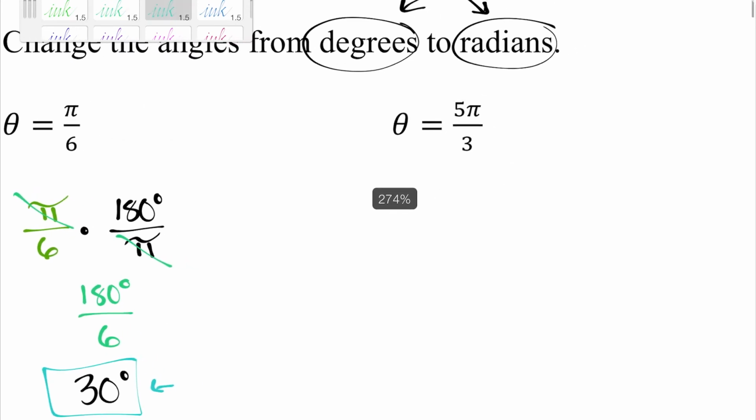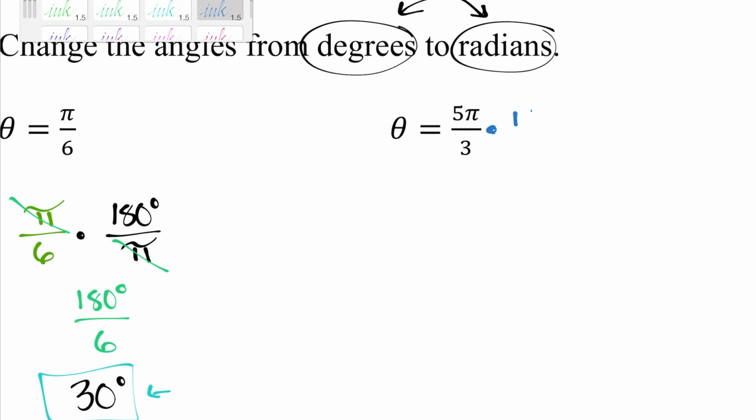And then we're doing the same thing with 5 pi over 3, multiplying this by 180 degrees over pi, because again, I want the pi's to cancel out. 5 times my 180 over 3. Again, there's degrees in there, and I end up with 300 degrees.